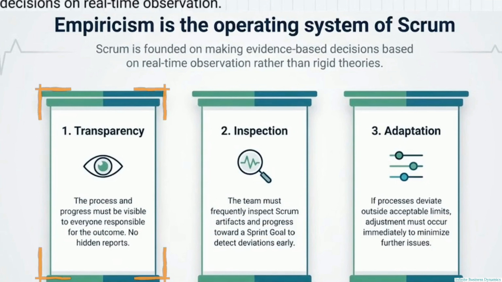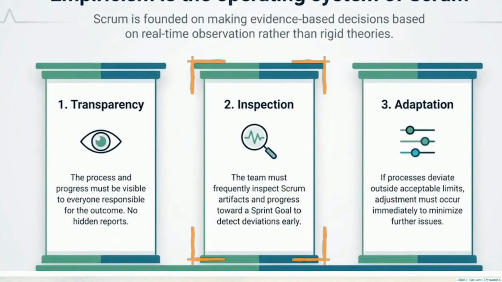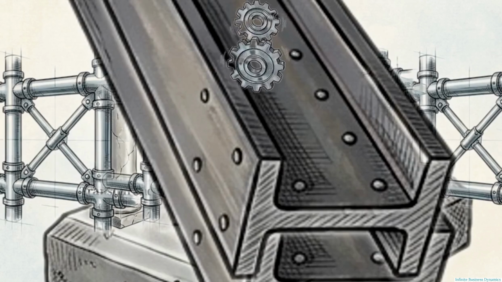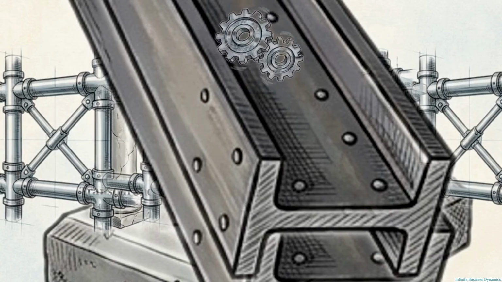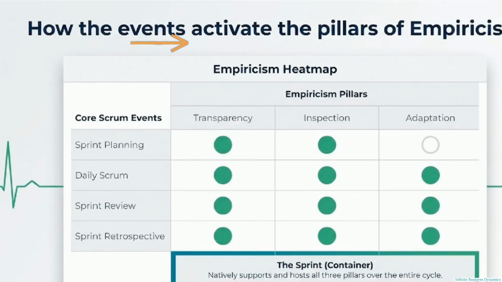First is transparency. Progress must be fully visible, with no hidden reports. Second is inspection, frequently checking artifacts to detect deviations early. Third is adaptation, adjusting immediately when processes deviate outside acceptable limits. These events function as the physical scaffolding that activates the three pillars in a real-world environment. To see how these pillars operate in practice, we need to analyze how the events are physically organized.